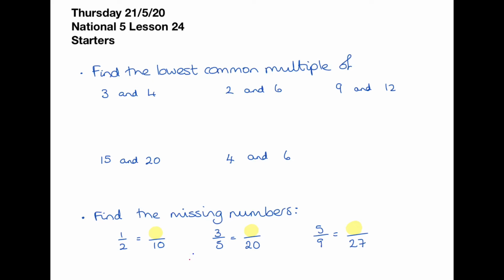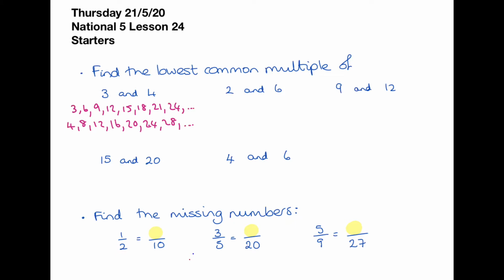Hello, we're going to carry on with our fractions work today, and first of all we're going to prepare for that by looking at multiples. So we're looking for lowest common multiples here. Remember, the multiples are the times table. The multiples of 3 are 3, 6, 9, 12, 15, 18 and so on, 21, 24, etc. The multiples of 4 are 4, 8, 12, 16, 20, 24, 28 and so on.